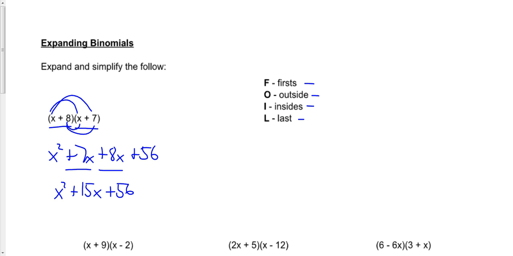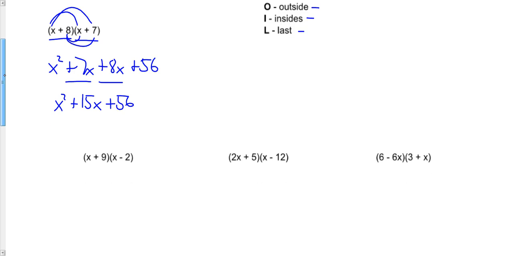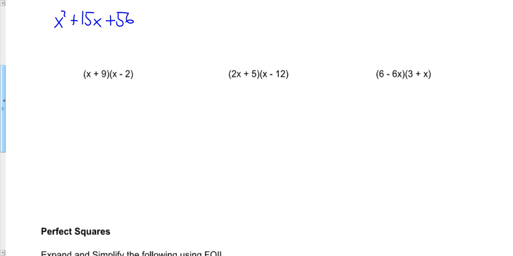Okay? So let's do a couple other examples of expanding out binomials, again using our FOIL pattern. Here on the left-hand side, we've got in brackets x plus 9 times in brackets x minus 2. So we're going to multiply our first terms. That's x times x, which gives us x squared. Then I'm going to multiply my outside terms, the x and the negative 2. So x times negative 2 is negative 2x.